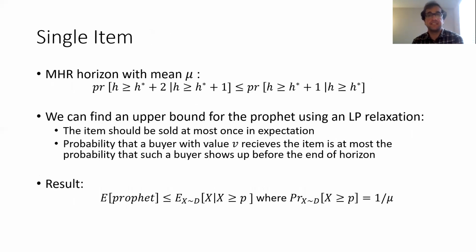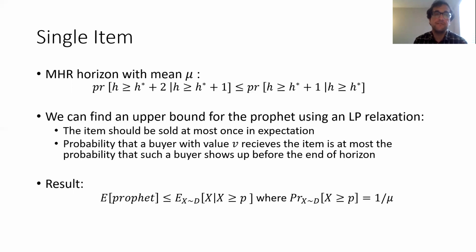Now I want to explain our constant competitive algorithms. I start with the simpler single item case. For this case, as I said, the result holds only when the distribution satisfies the MHR property, which means that the probability that the item departs becomes larger as time goes on. The formal definition can be seen in the slide.